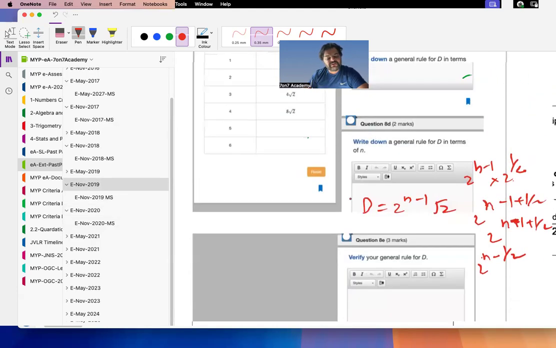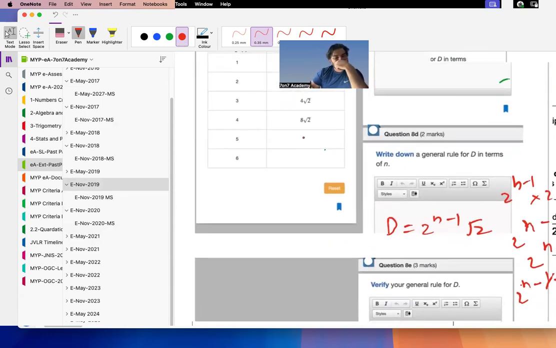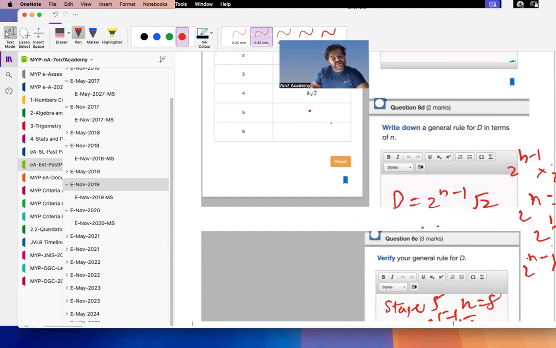Now see, here, how many marks was it? You verify your general rule. How will you verify your general rule? What we do is, outside the table, use a value from the table. So you write D, stage 5. Agree? So n is equal to 5. You plug n equal to 5 into your formula, 2 raised to 5 minus 1, root 2. Then you can write it the same as what is in the table. And you can write one more, since this is of 3 marks.